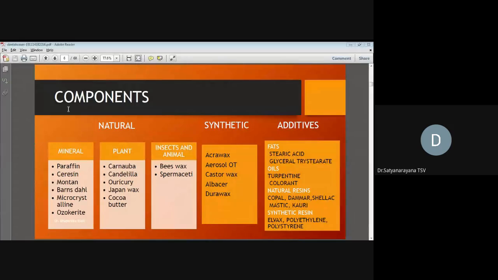The only thing that changes here is that, depending on the use, the composition and the number of waxes change. But one thing which is common is the additives. Okay, that will give you the stability and enough structure for the bulk of your waxes.